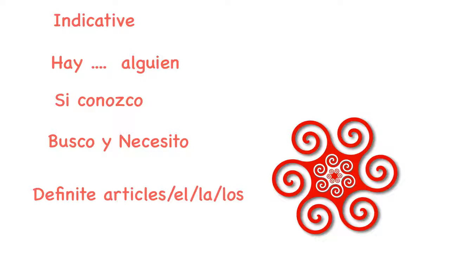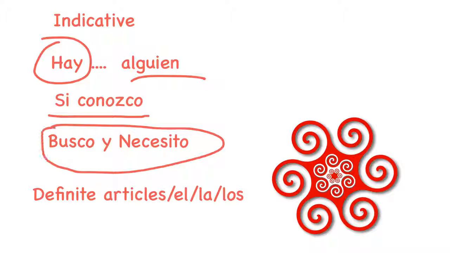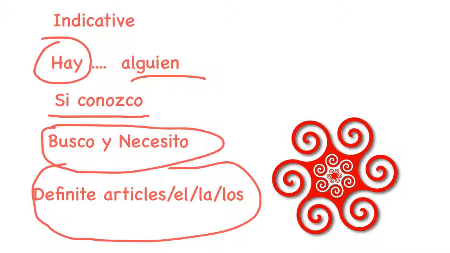Now, for the indicative, remember that hay and alguien indicate that we're going to use indicative. When we answer a question with conocer, with a sí conozco, we also use the indicative. And the verbs buscar y necesitar, but with definite articles. Remember, don't forget that, definite articles. El, la, los, y las.